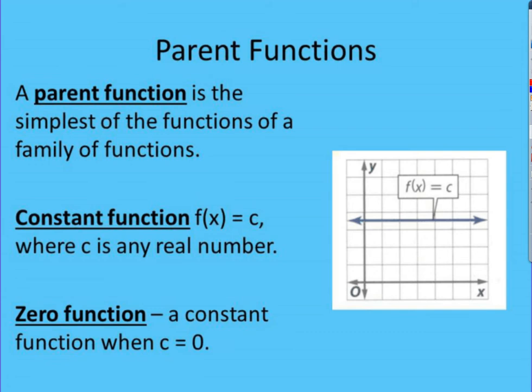So a parent function is just the simplest form of the function in a family of functions. The first type of parent function is the constant function. This is just a function of the form f of x is equal to c, where c can be any real number. If c is equal to 0, then we say it is a zero function, and it would be a straight line that is also the horizontal axis.